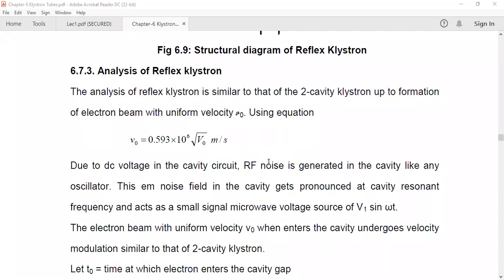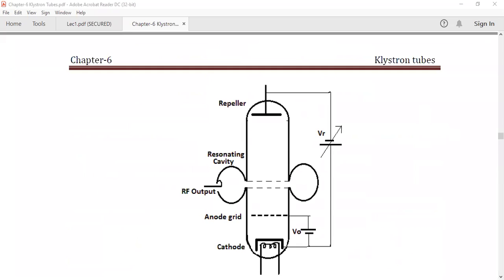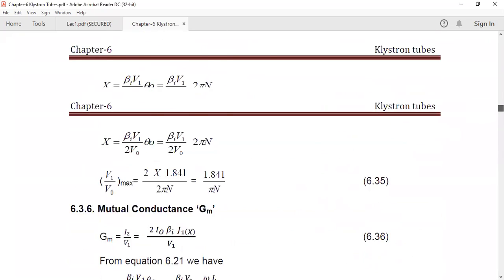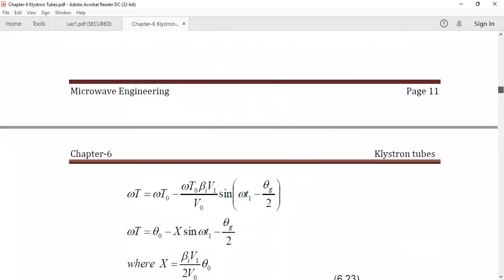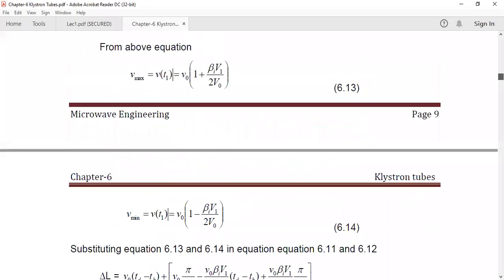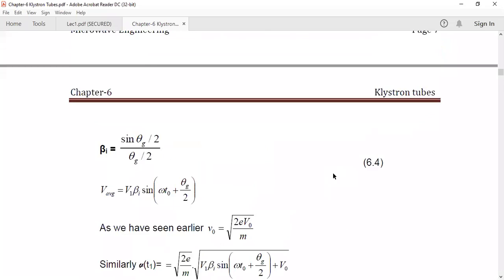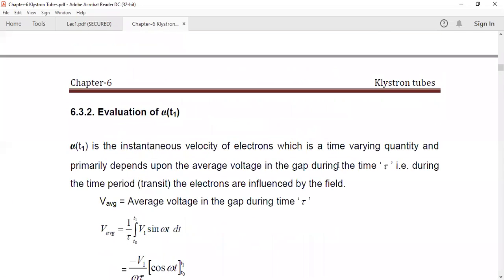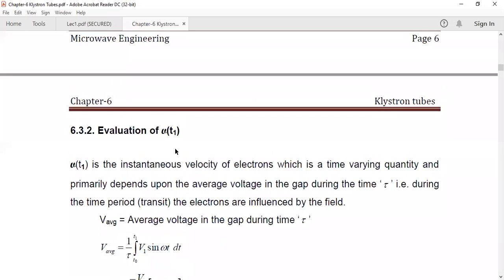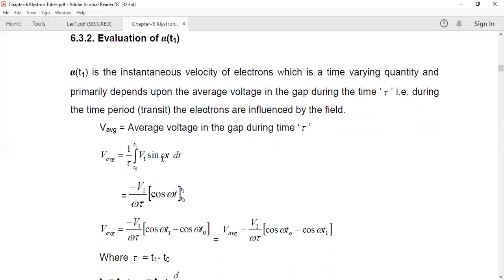Now the first step: the velocity of the electron after leaving the buncher cavity. That is common for both the two cavity klystron and the reflex klystron. Today we will see the equation, which I already shared and discussed in the last class. Once again we will do it today. I think this is very important. I will do it once again today. This we need to evaluate: the evaluation of V of T, V of T1.